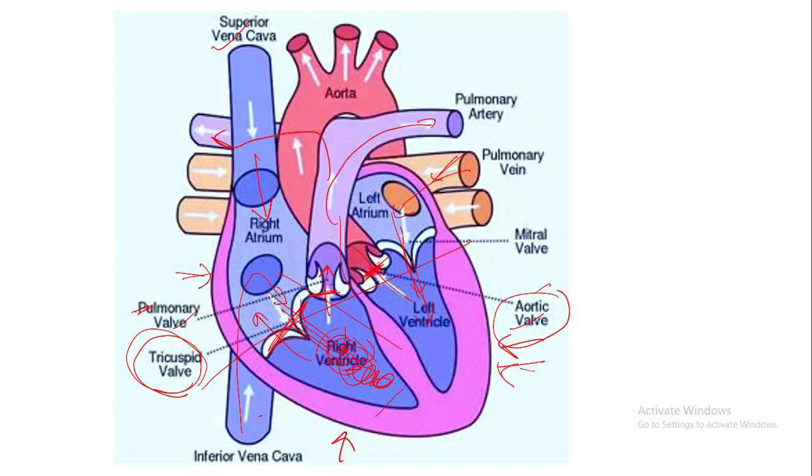The tricuspid valve is present between the right side chambers. The mitral valve, also called the bicuspid valve, is present on the left side. All right, so just have a look.